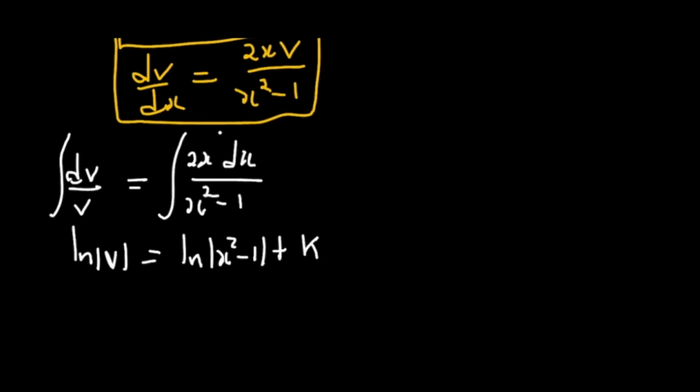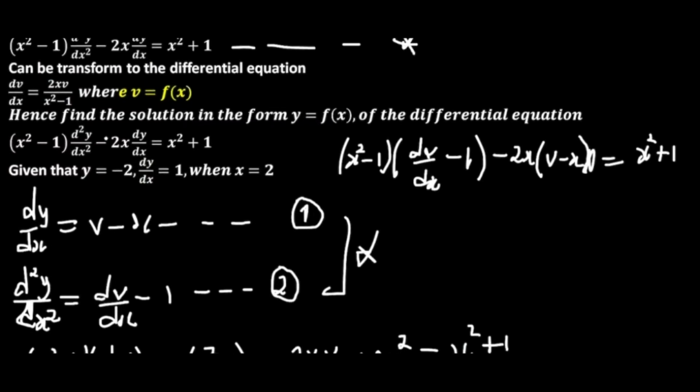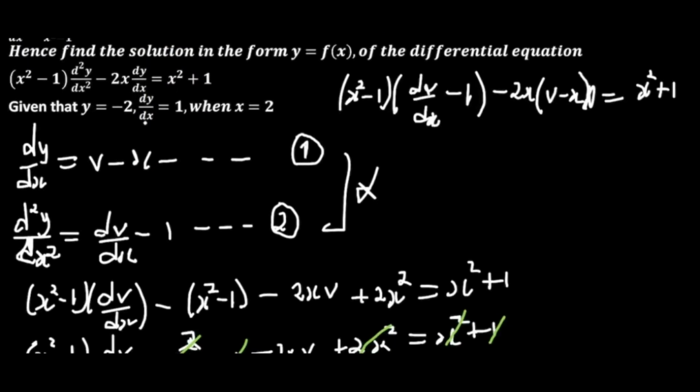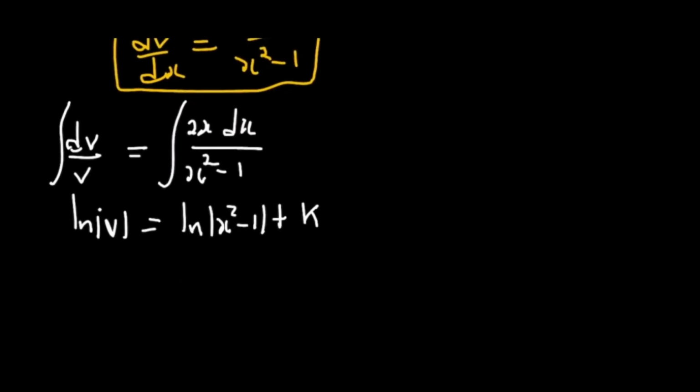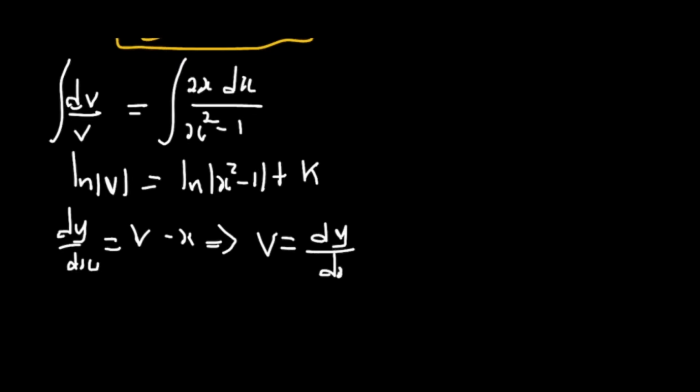Very great. So the next thing we need to do is, we have our dy dx was v minus x. We know that our dy all over dx was v minus x. That's our dy dx was v minus x. So what does this really mean? This means that our v is simply dy all over dx plus x.